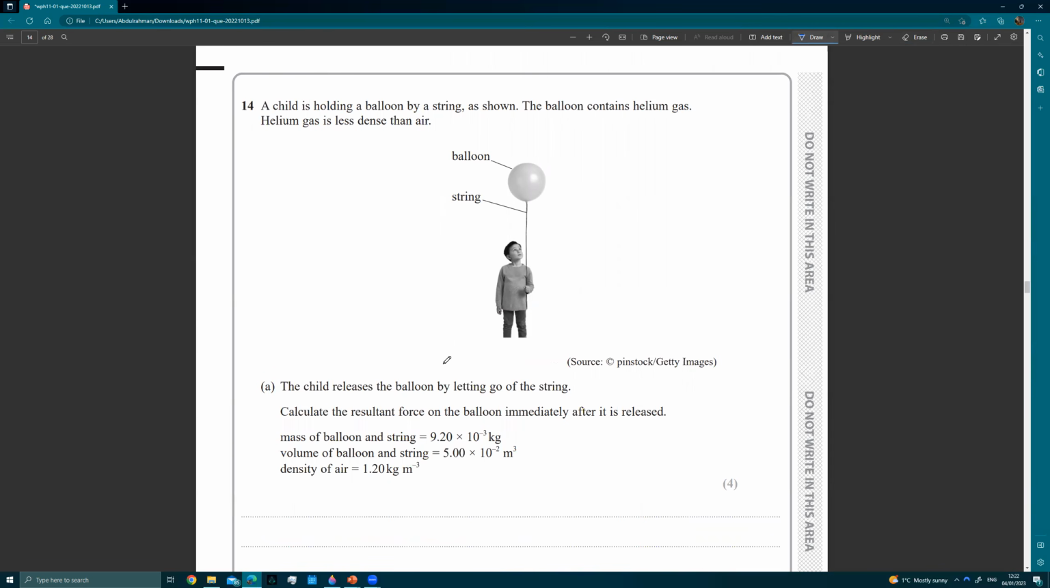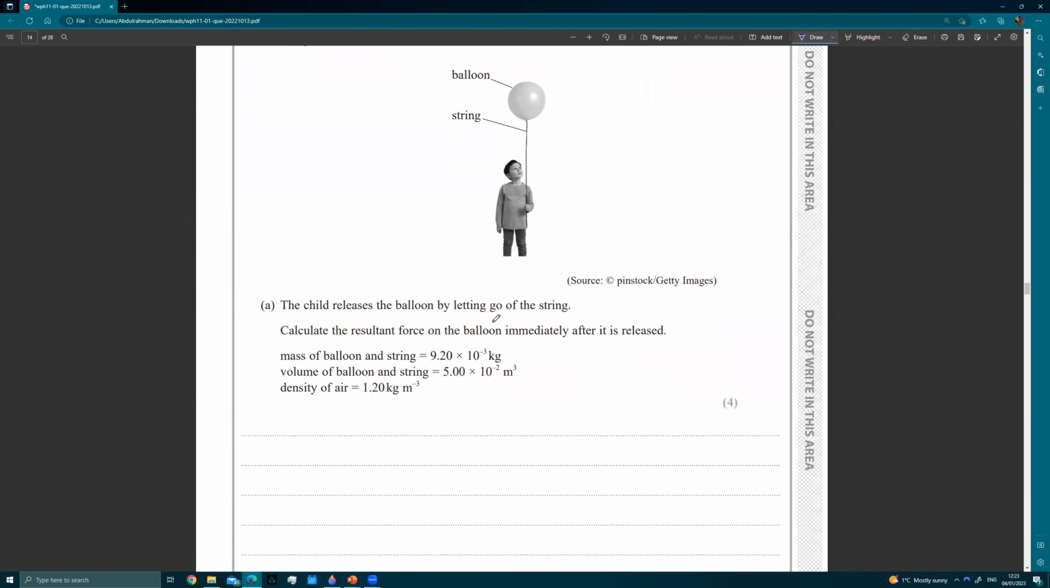The child releases the balloon by letting go of the string. Before he released the balloon, it was stationary, meaning the forces acting on it were mg downwards, tension downwards, and of course, upthrust upwards. But this changes all of a sudden. When he lets go, there's no longer a tension force, and it begins to fly, right? That's what happens with balloons.